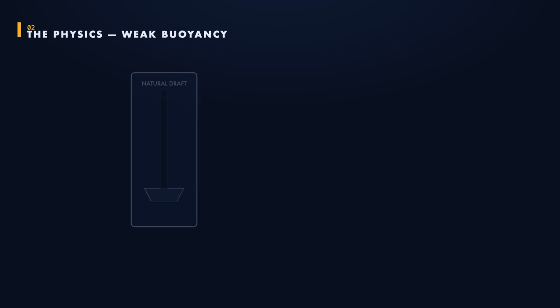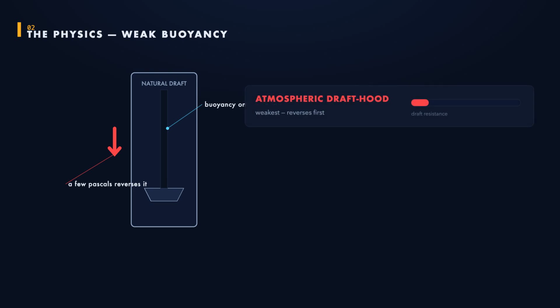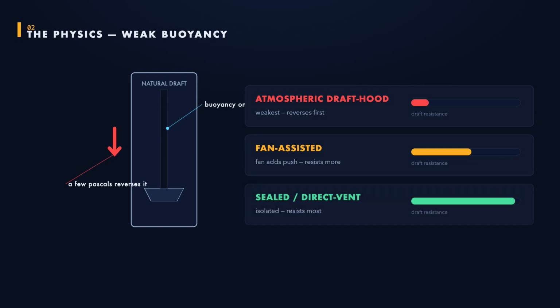Why the water heater and not the furnace? An atmospheric draft hood appliance leans on the weakest force in the building. Warm flue gas rising by buoyancy alone. There is no fan behind it. Just a few pascals of house depressurization can stall that rise and pull exhaust back down through the draft hood. Fan-assisted and sealed appliances push much harder and resist far more. The natural draft appliance fails first.